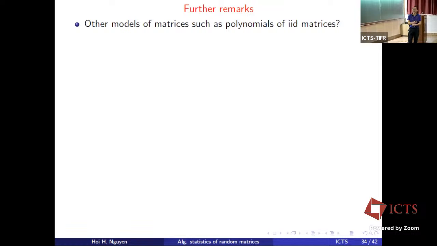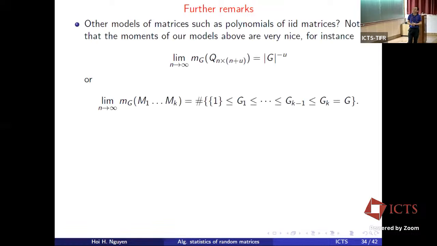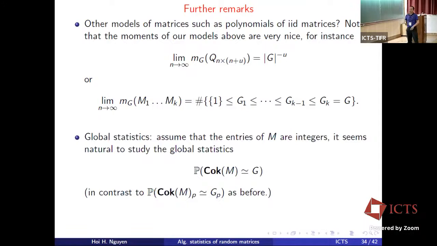Another amusing fact is that for all of the models that we have looked at so far, the moments are so nice. For example, for square matrices, the moments are 1. For rectangular matrices, the moments are even smaller, 1 over the size of the group to the power u. For matrix products, amusingly, the moments are the number of chains of subgroups, the K chains of your subgroups. It's amazing. We found that this is the moments of the matrix models, which is amazing.